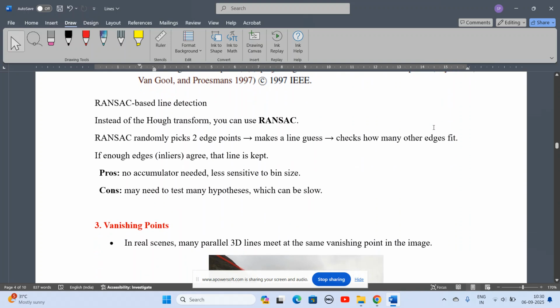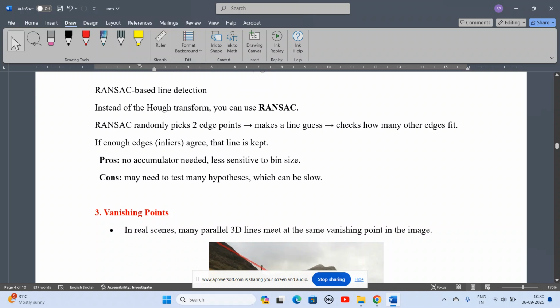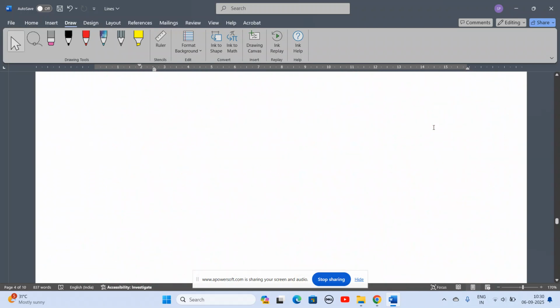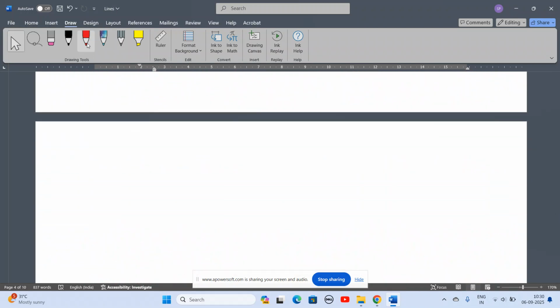The next one is RANSAC based line detection. RANSAC means random sample consensus algorithm. It will randomly pick two edge points, make a line guess and check how many other edges fit. The inlier concept is used here. I'll show you a very simple example to understand.